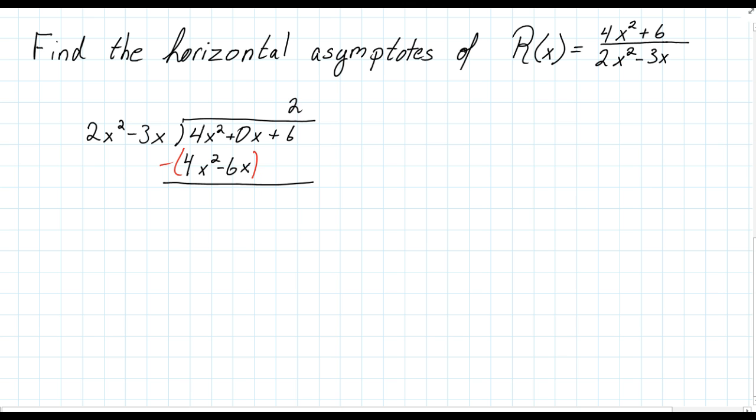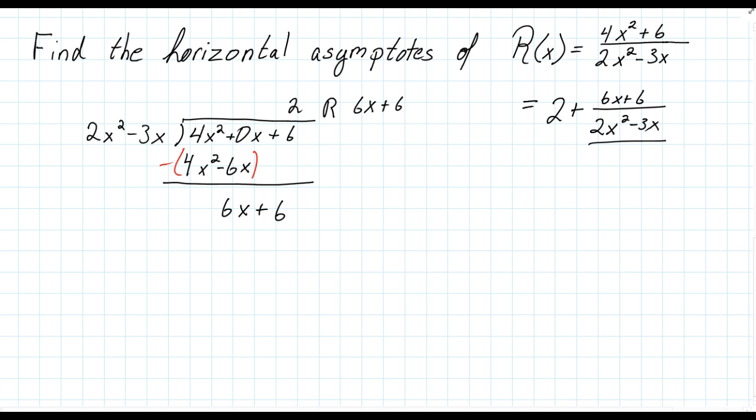And this will give me 6x plus 6, which is my remainder, because that has degree 1 lower than the degree of my divisor. So this rational function equals 2 plus (6x plus 6) over (2x squared minus 3x). Now, we know what happens to this second piece as x goes to infinity, right?